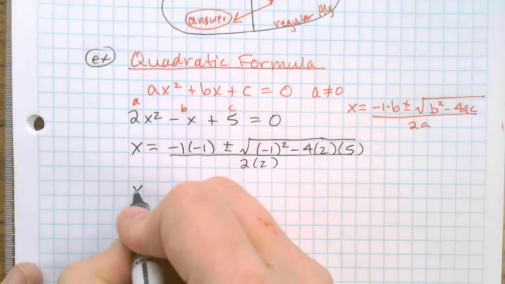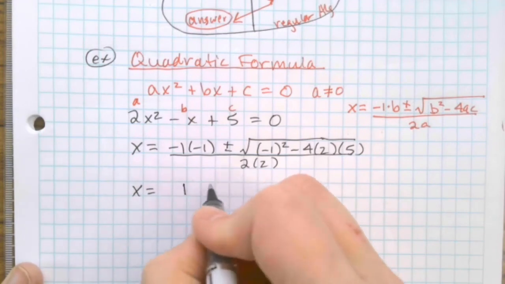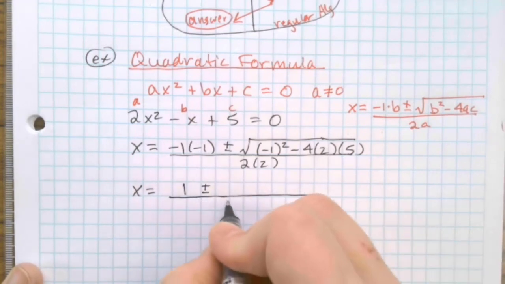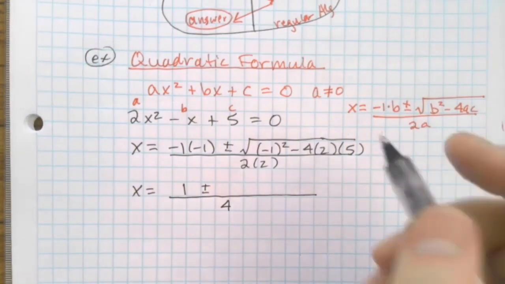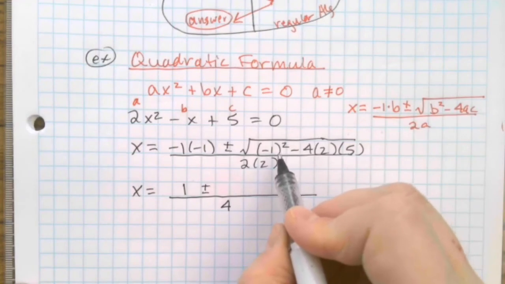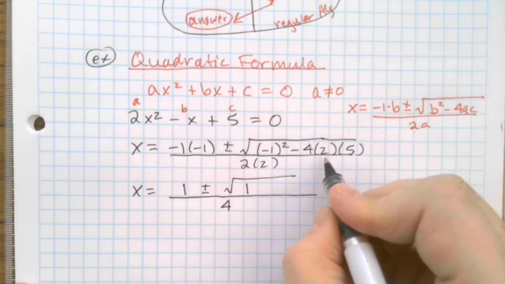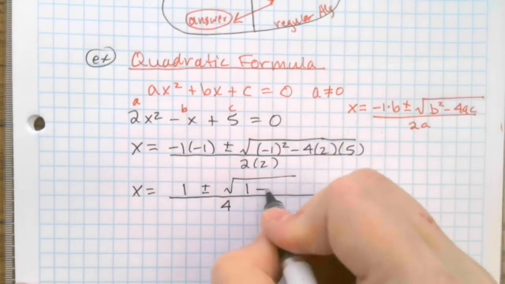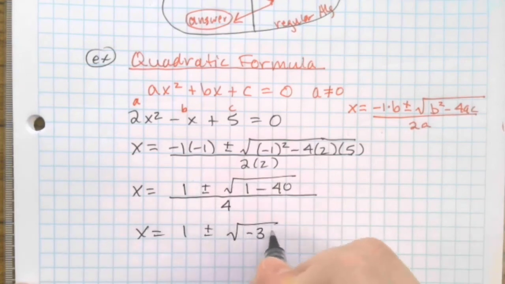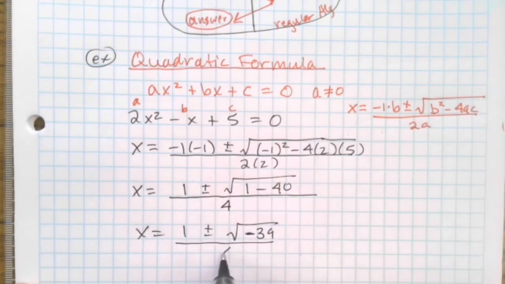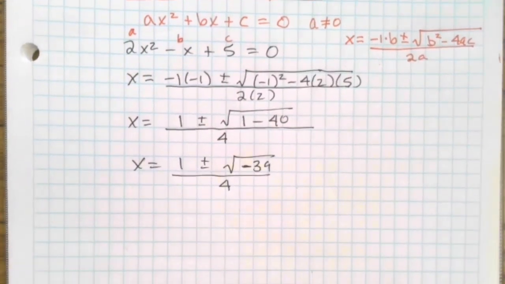As we've talked about before, you can simplify the front and the bottom number. 1 times 1 is 1. On the bottom, 2 times 2 is 4. But it's inside this radical that you have to be a little bit careful. Exponent first, so you get a positive 1. And negative 4 times 2 is negative 8, times 5 is negative 40. So your first hint that you're going to have an imaginary number is the fact that you have a negative under the radical. When that happens, you want to immediately replace it with i.